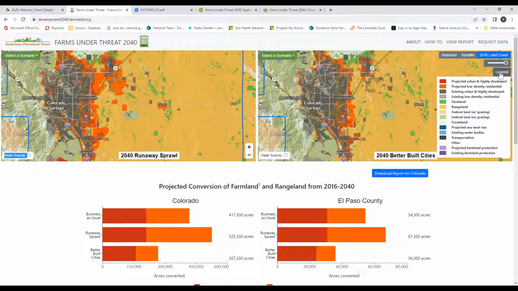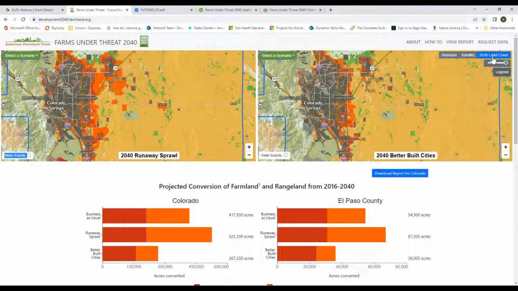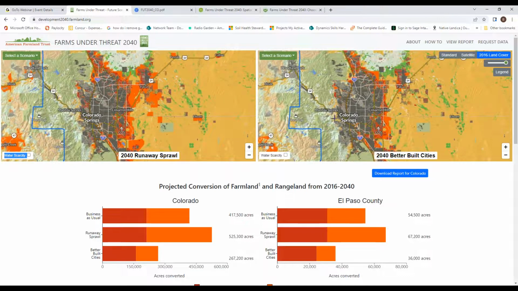I think we got that there. As our base map is currently in the 2016 land cover view, you can see the different colors that represent the modeled land use scenarios and the land use cover base map, excuse me. Thanks. Now can you show us the various views that they can select in the platform?